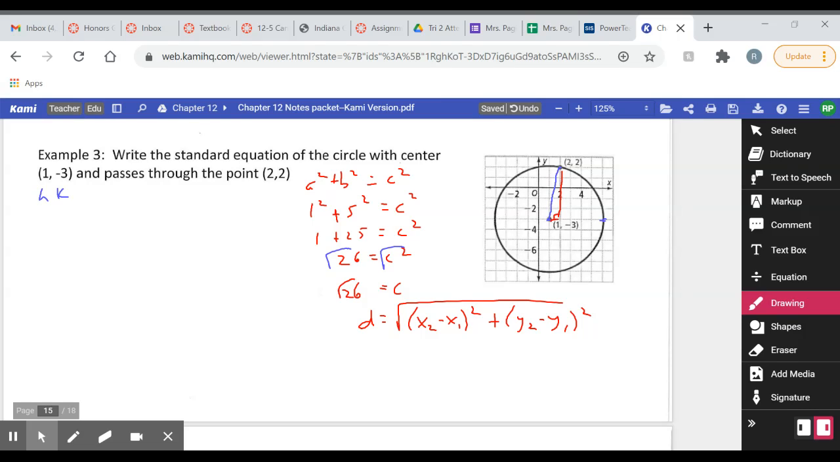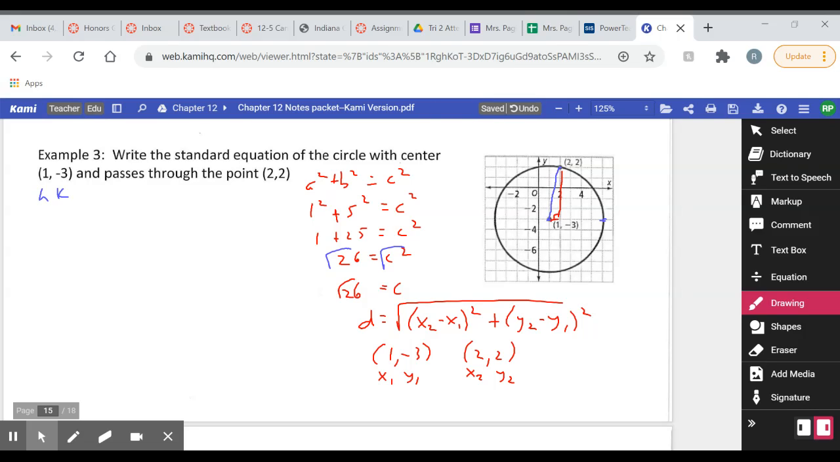You could just label one of your points as x1, y1, and the other point as x2, y2. Plug into the formula, and you should still get square root of 26 doing it that way.